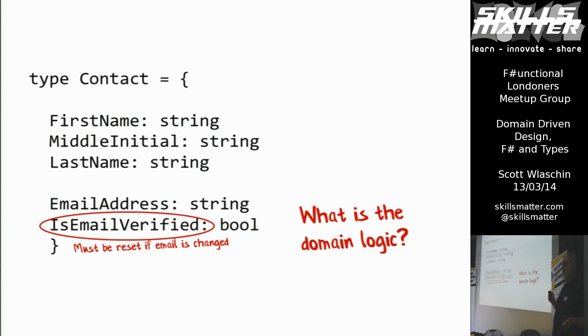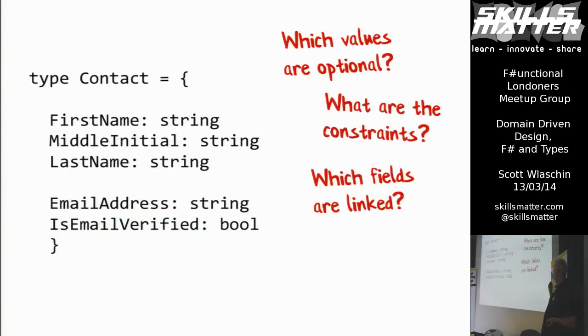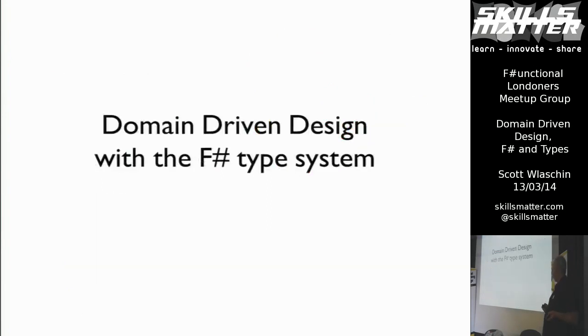In this particular case, the business logic is that you have to reset the verified flag. If you change the email, you need to re-verify the email before you can continue. So which values are optional? What are the constraints? Which fields are linked? And what's the domain logic? F# can help with all of these questions, and in fact, Haskell can help, and OCaml can help, and so on. But I'm picking on F# tonight because it's an F# group. So, domain-driven design with the F# type system.